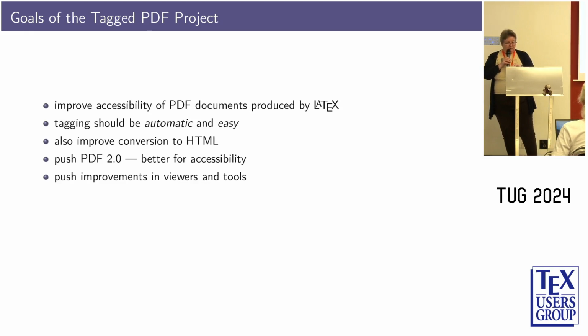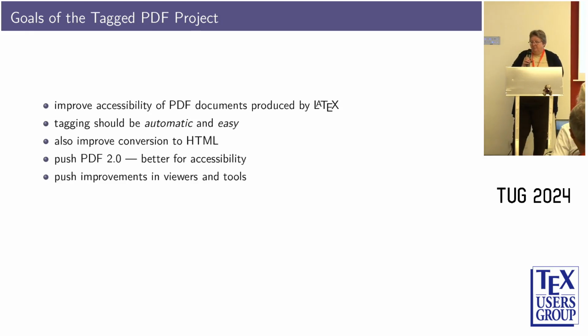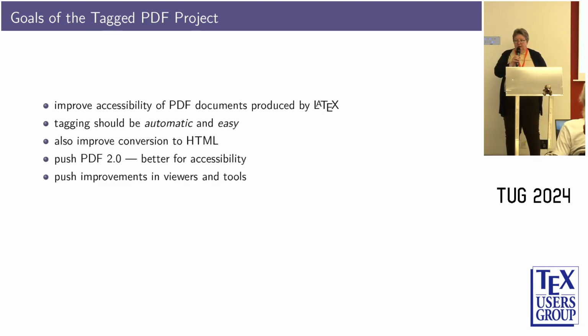So the goal of the TUG PDF project is we want to improve the accessibility of PDF documents. That should be easy and automatic so that as many PDF documents as possible are tagged. If it's difficult, then we get only a few very well tagged documents, but it should be easy.